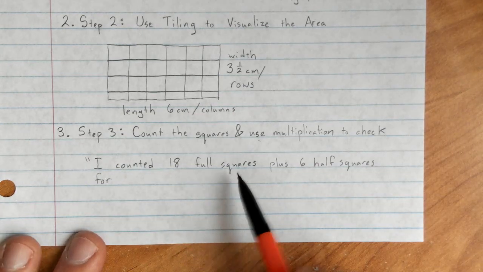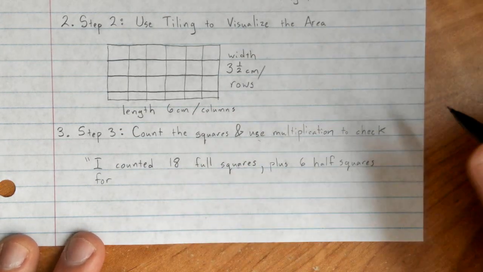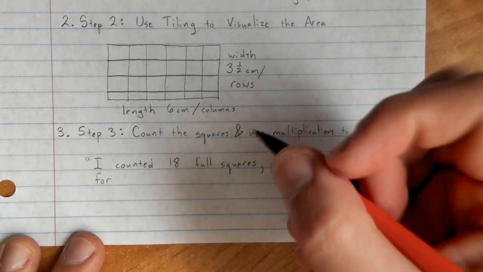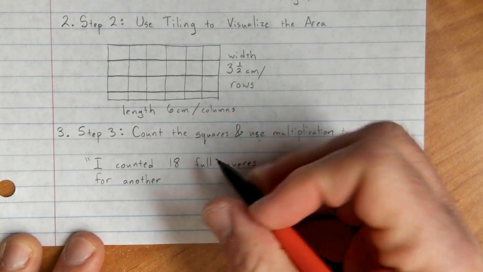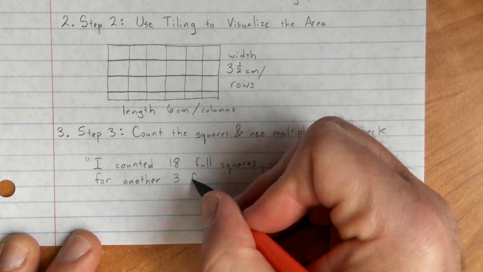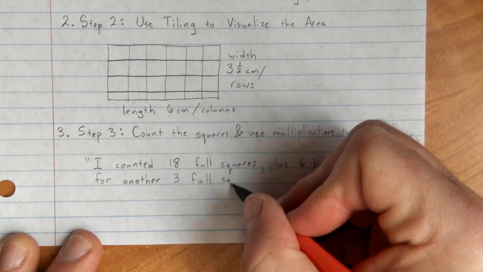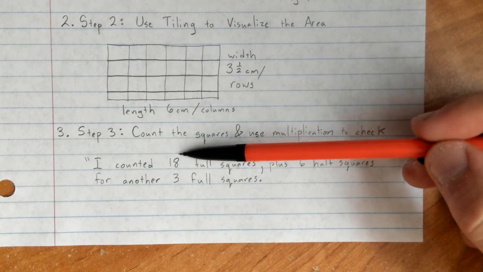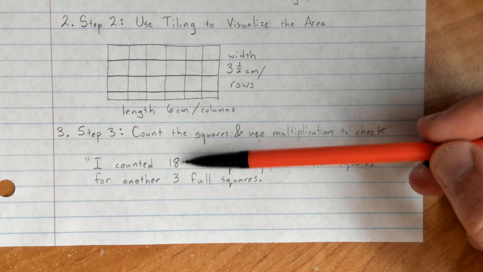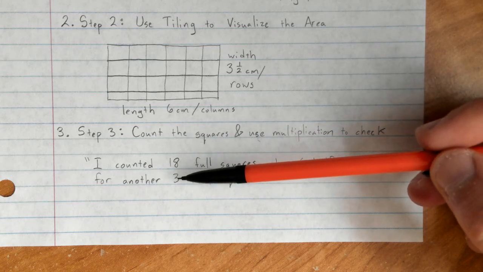I counted 18 full squares. Let's put a comma here. This is getting kind of long. Plus 6 half squares for another 3 full squares. Now, I didn't really do it on purpose. It's not usually going to line up that way, but it's pretty nice. That looks like an addition problem. That's what we're going to do.